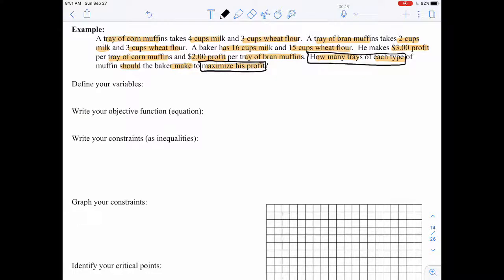We will first define our variables. What is he making? He's making trays of corn muffins and bran muffins. We're going to define x as our number. All of your variables in linear programming are quantities or numbers. You need to include the number sign or write the word number. The number of trays of corn muffins. And let y be our number of trays of bran muffins.